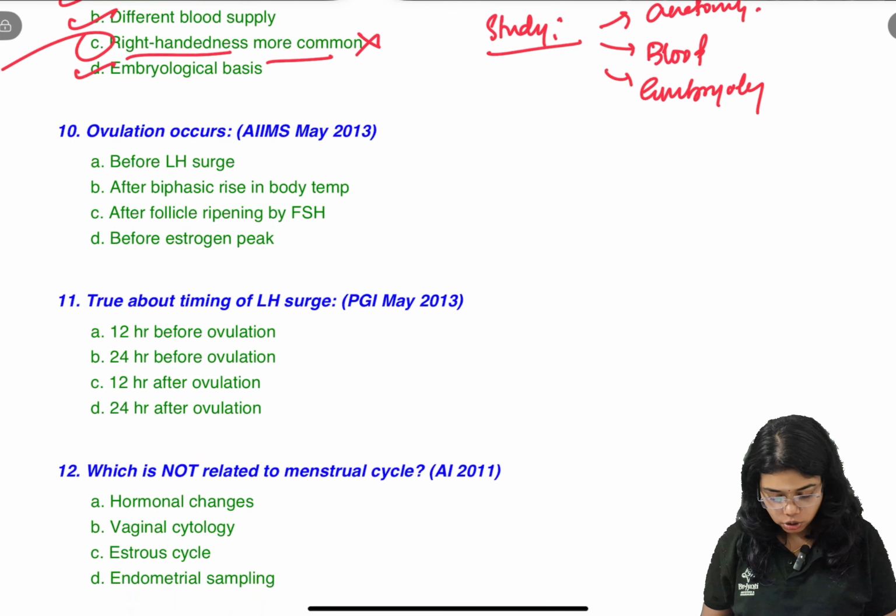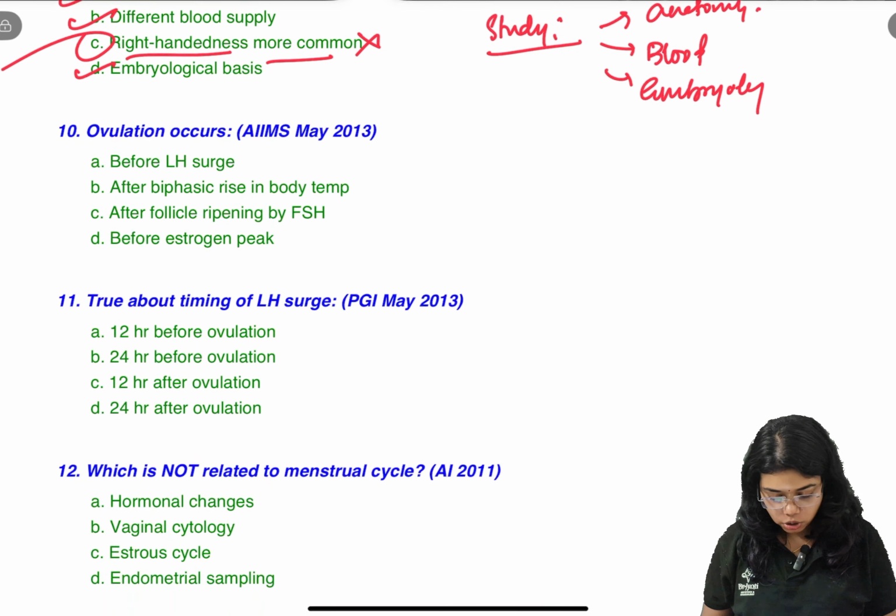Then coming to the next question: true about the timing of the LH surge. This occurs, I have told you, 32 to 36 hours before ovulation. Also the answer can be 24 to 36 hours before ovulation. The precise one is this, but if the option is not given, you can write 24 to 36 hours. So the answer is option B, that is 24 hours before ovulation.